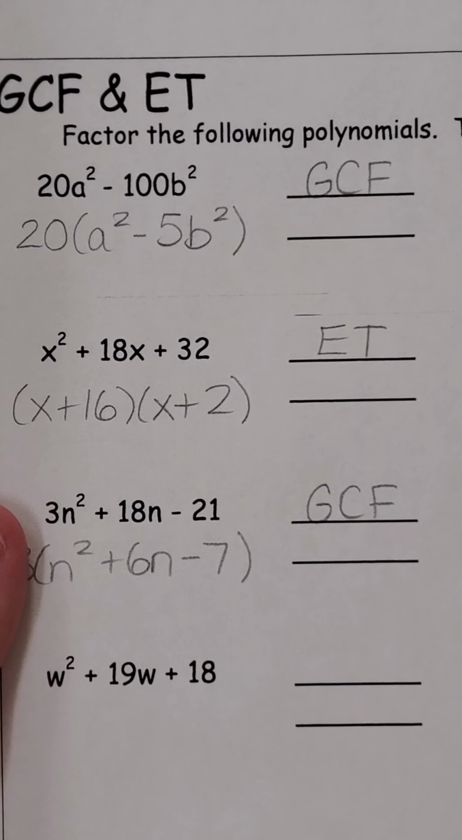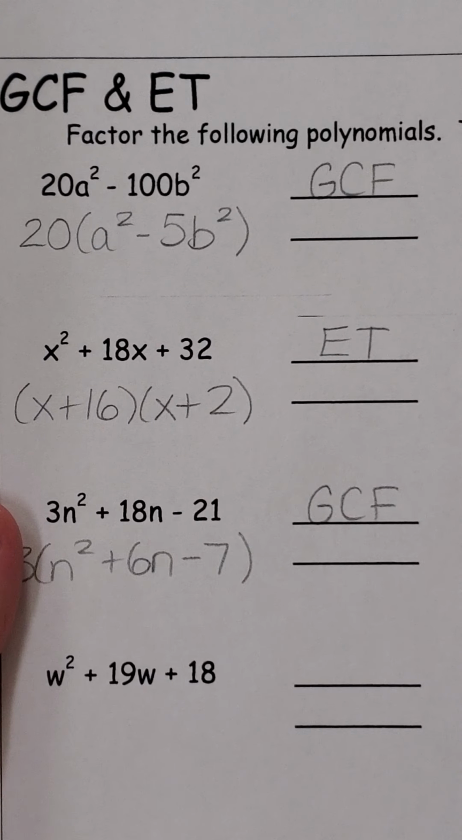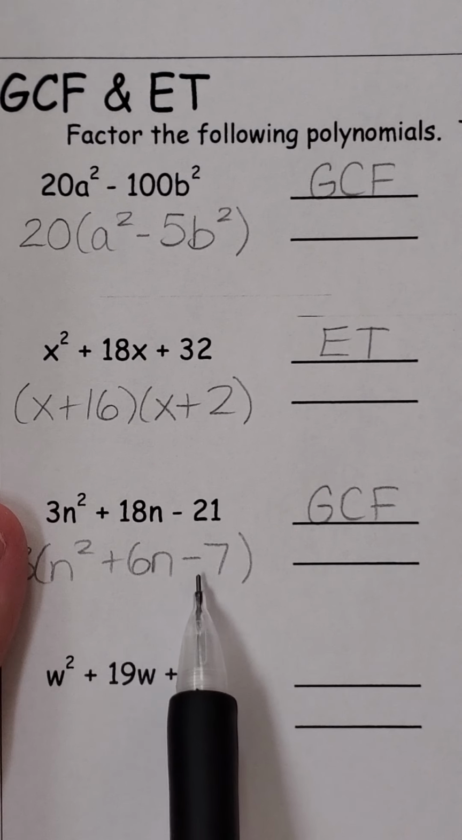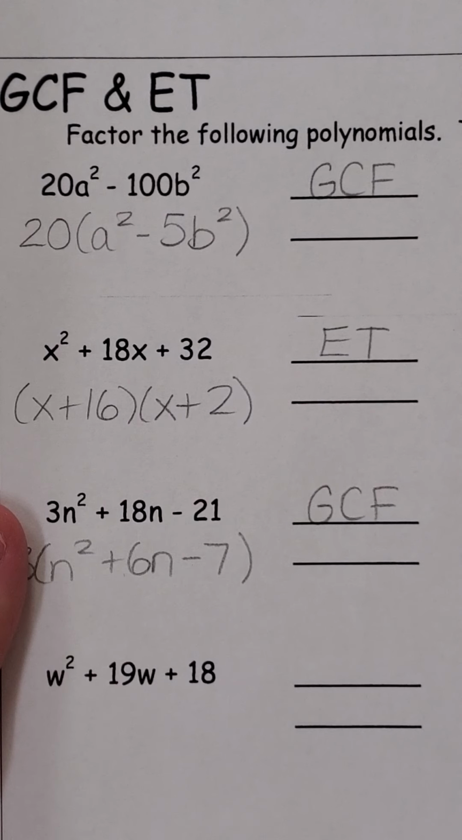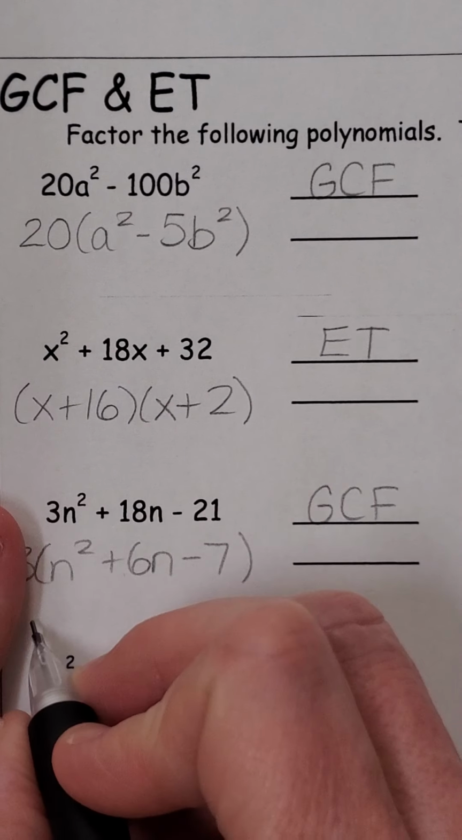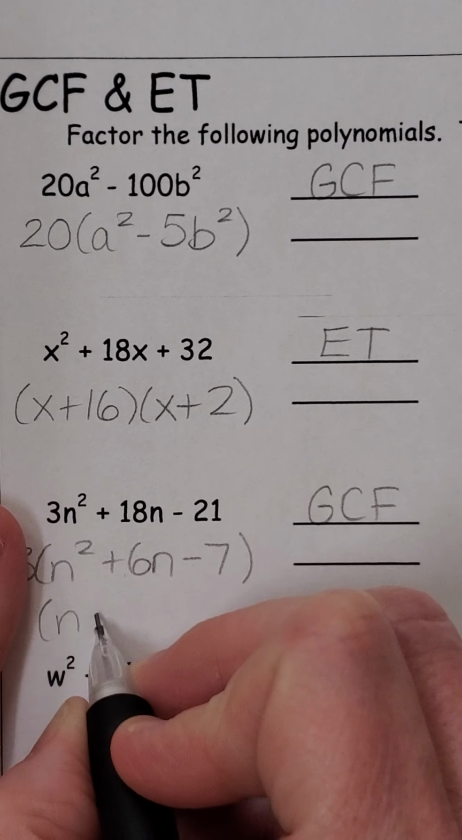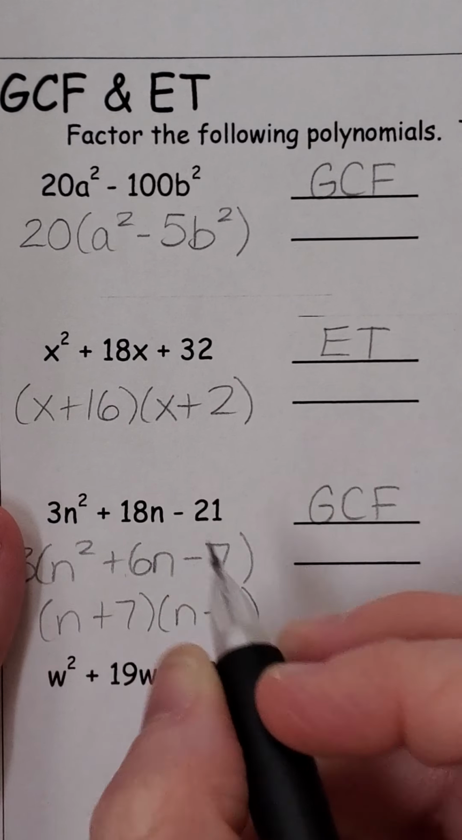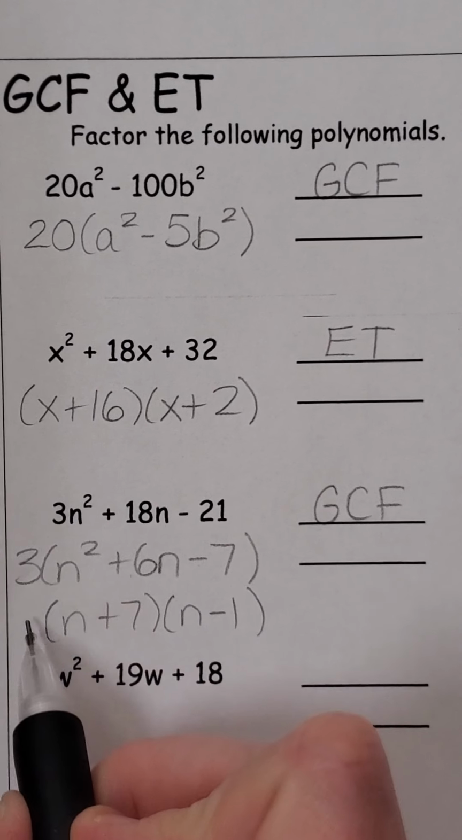If I just gave you that as a question and said, could you factor it? You would say, well, yes, because I can find 2 numbers that multiply to -7 and add up to 6. Well, what are they? Well, they are n plus 7, n minus 1. But don't forget about that 3. We took out the 3.